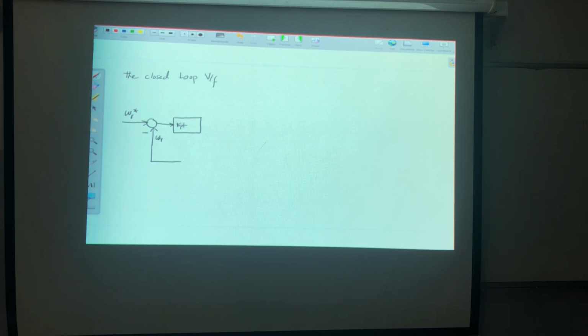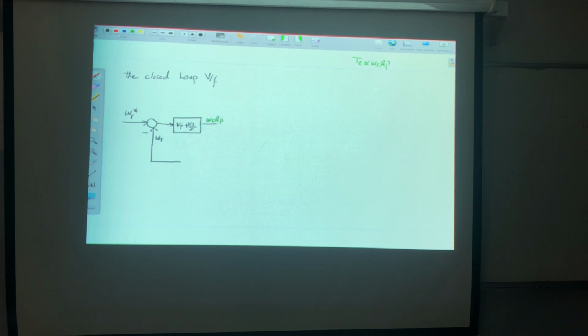So Kp plus Ki over S. And do you remember when we said that the output of the speed control is the torque, and the torque is proportional to the slip? So the output of this control is omega slip. I think in the second slide, we said that TE is proportional to omega slip. So this actually is TE, but it's also proportional to omega slip, so this will be omega slip.